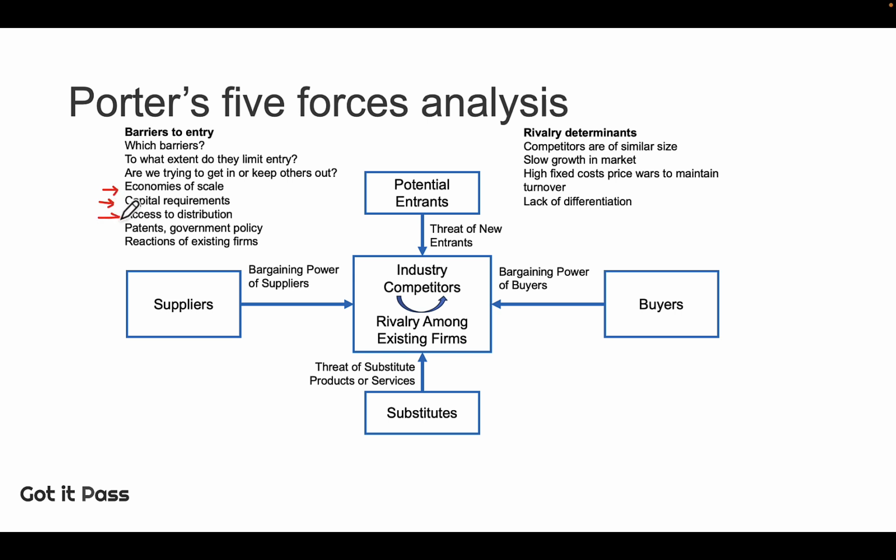And access to distribution is about how to sell your products. If access to distribution channels is restricted, for example, it's dominated by a few players in the market, it is quite difficult for a new joiner in this industry to compete with the existing players. So access to distribution is also a barrier to any new joiner in the market.